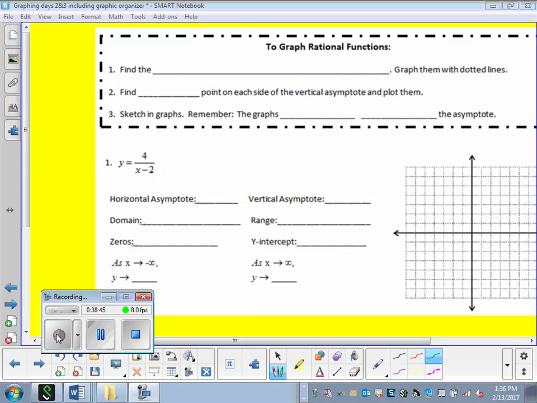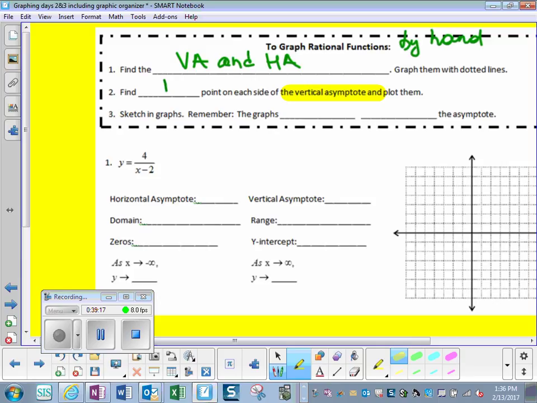So let's just write these notes. These are tips on how to graph rational functions manually, by hand. So first step, we find the horizontal and vertical asymptotes. So VA and HA. Find the vertical and horizontal asymptotes. The second step is find one point on each side of the vertical asymptote, and plot them. Just one point on each side.